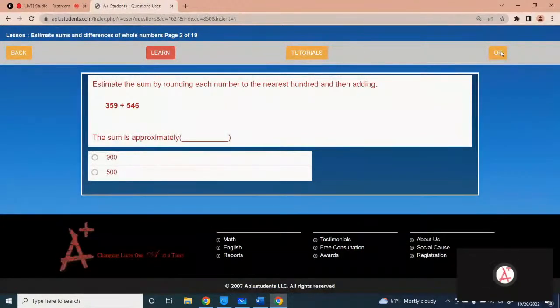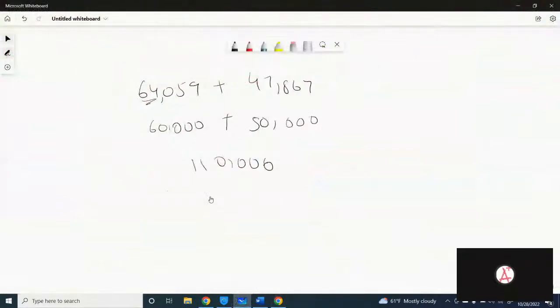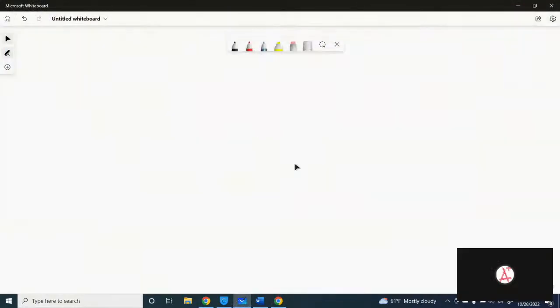Okay, estimate the sum by rounding each number to the nearest 100 and then add. Okay, 359 plus 546. You have to round off the numbers to the nearest 100. Got it? So 3 is at the hundreds place and the next digit is 5, which is equal to 5. That means you have to round up. Round up means 359 is rounded to 400.